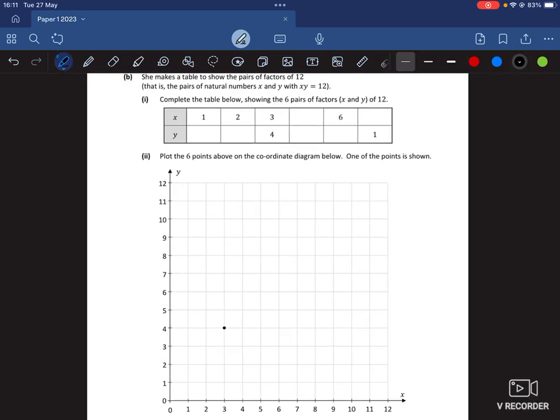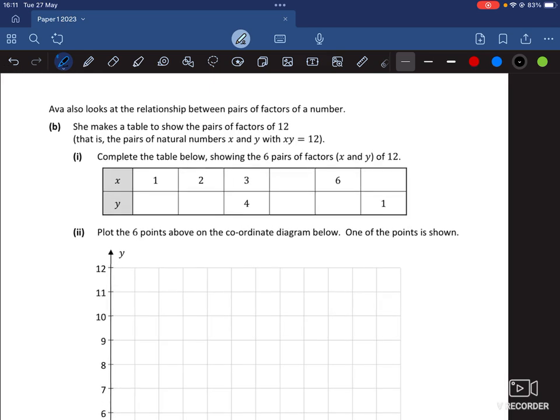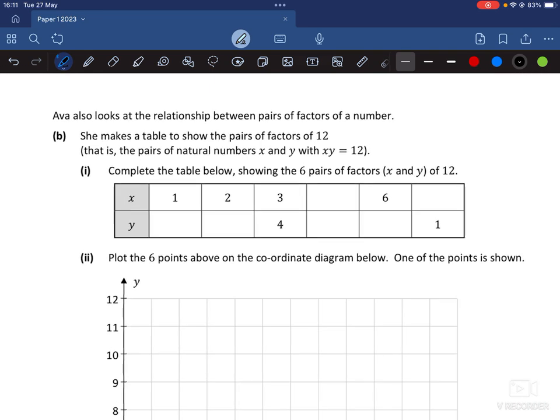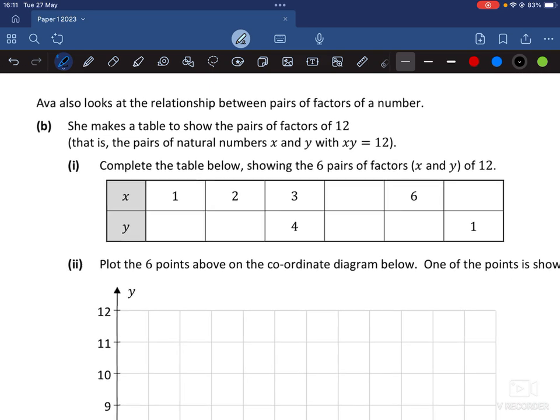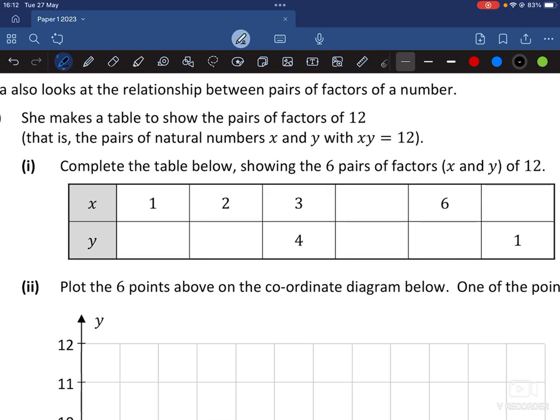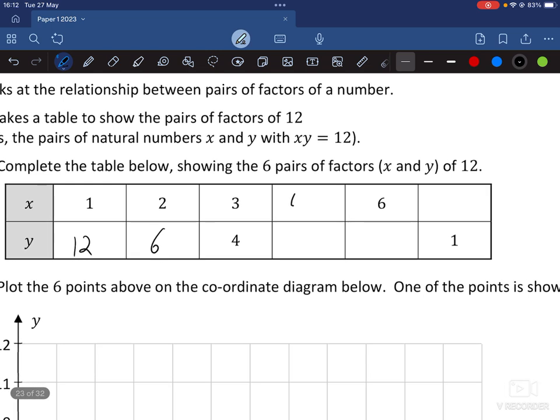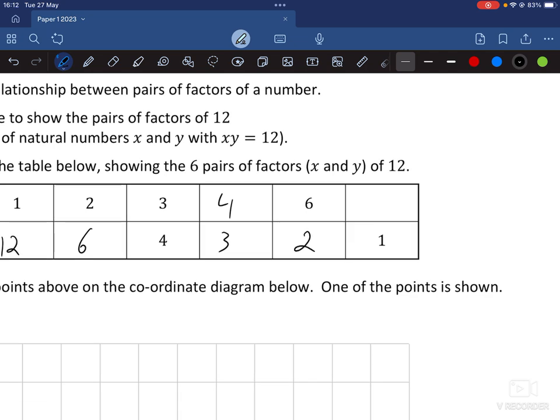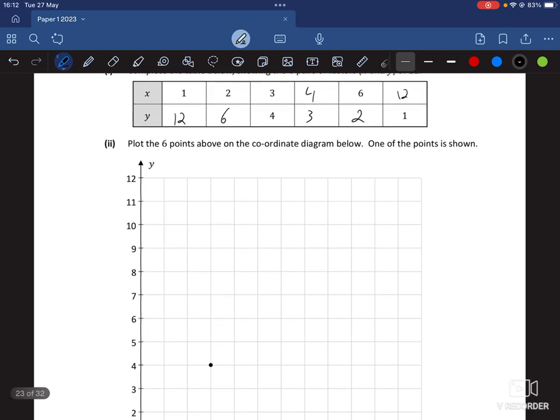Now the next one's a bit nicer. She looks at the relationship between pairs of factors. She makes a table. That is, complete the table. Okay, so for x times y equals 12, if x is 1, y must be 12. If x is 2, y must be 6. If x is 4, this must be 3. If this is 6, this must be 2. And then this must be 12.